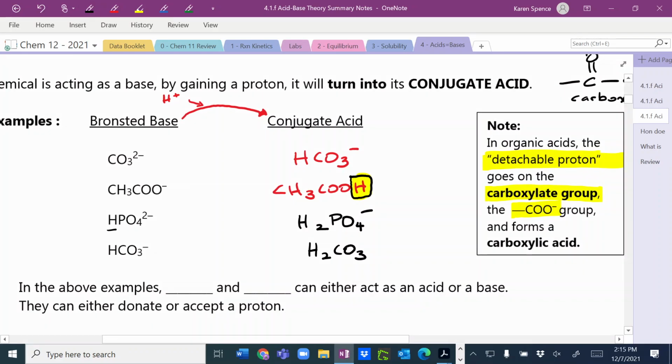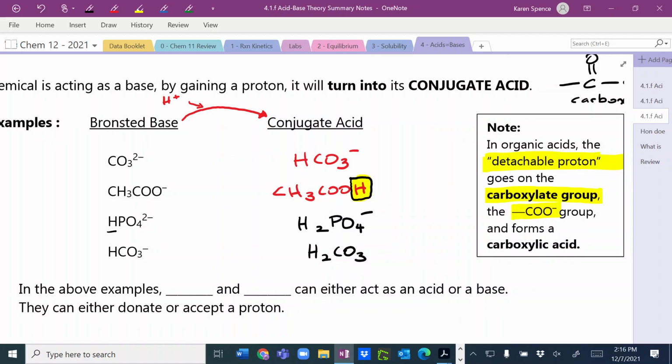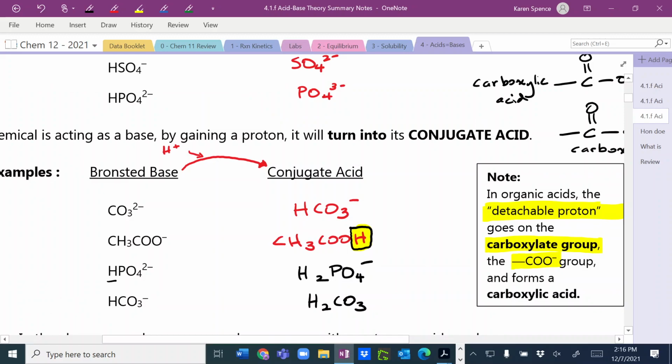In the above examples, there are two substances that are acting either as an acid or a base. Can you find one of those substances or two of those substances? Can you see something that is labeled as a base and also labeled as an acid? Hydrogen what? Not just hydrogen, one of these things. The bottom two, yes. So we've got HCO3, and we also have HCO3 over here. So HCO3 minus is able to be both a base and an acid.